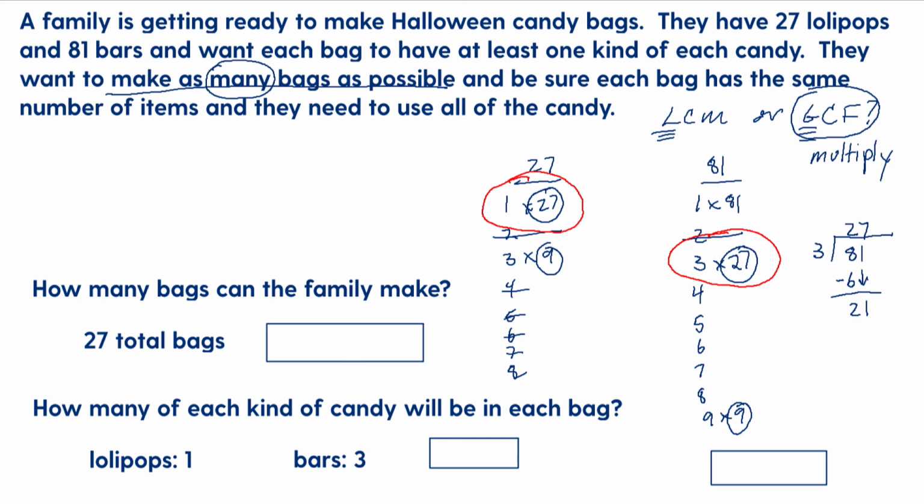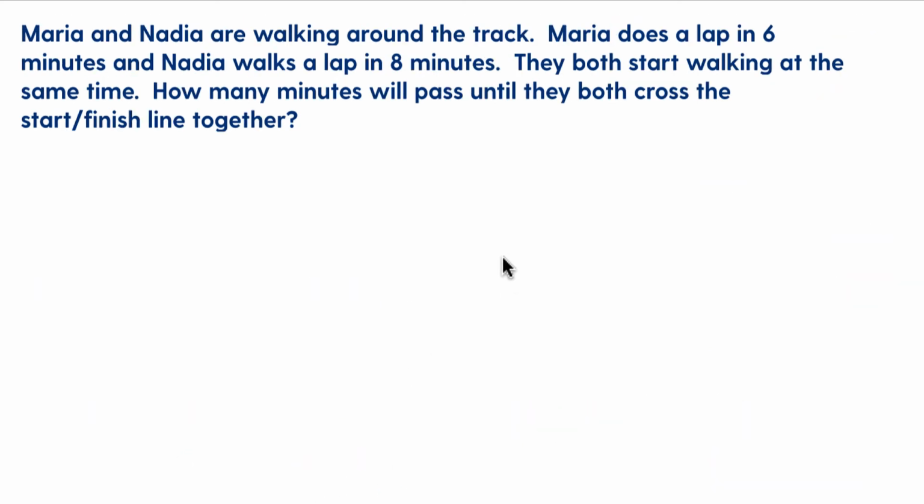So let's do another one. Maria and Nadia are walking around the track. Maria does a lap in 6 minutes and Nadia walks a lap in 8 minutes. They both start walking at the same time. How many minutes will pass until they both cross the start-finish line together?